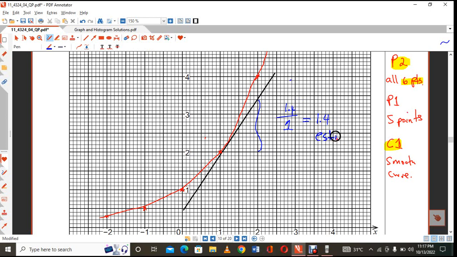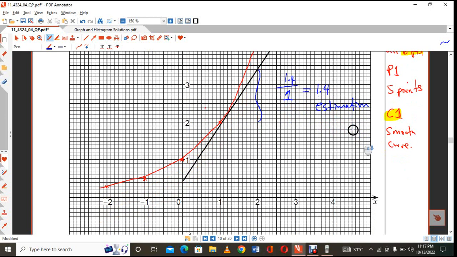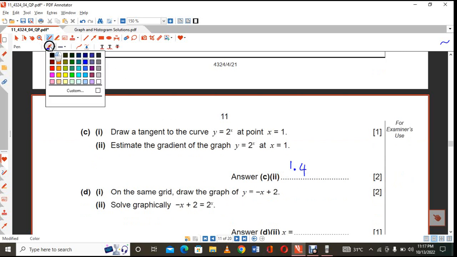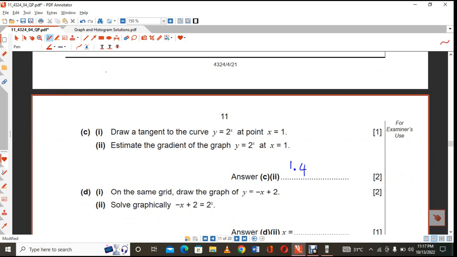That is what this gradient is, an estimation. So you draw that, and of course now you can answer this question. You say the gradient there is about 1.4. For this one in the mark scheme, they give you a range of answers because not all of us will have the same. Anything within that range is how that one's marked: the line that you drew, and 2 marks for the gradient.